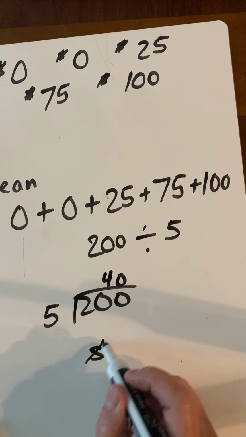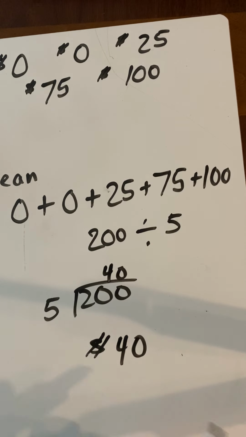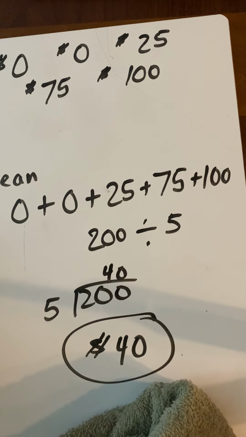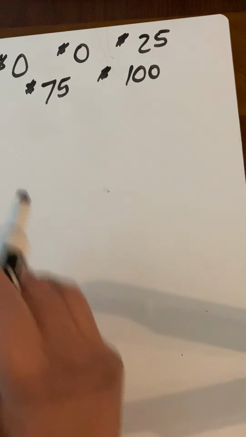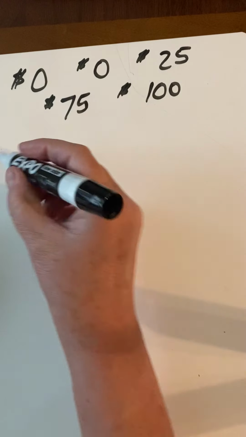So the mean for the income for these 5 people in the classroom is $40. The mean is $40. And that's about the average of what 5 of you can make in any given time. Okay, so that was mean. You just add up all the numbers and divide by how many numbers there are.